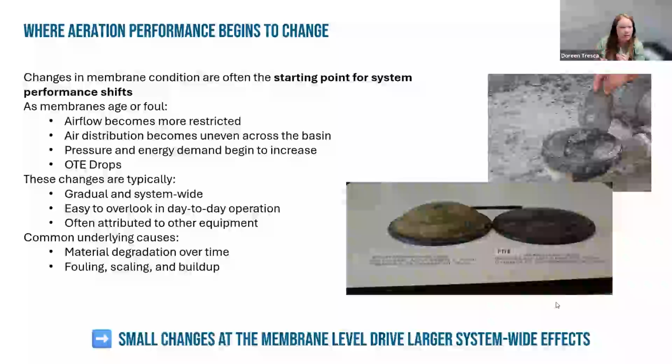As the membrane stretches out, the airflow pattern is not going to be the same. When it fouls over and scales, like you can see in the picture, airflow becomes much more restricted and distribution across the basin becomes less uniform. As the buildup builds on the membrane surface, you're going to start to see gradual increases in blower pressure and energy use. And that's what we touched upon earlier, that these changes happen slowly over time.